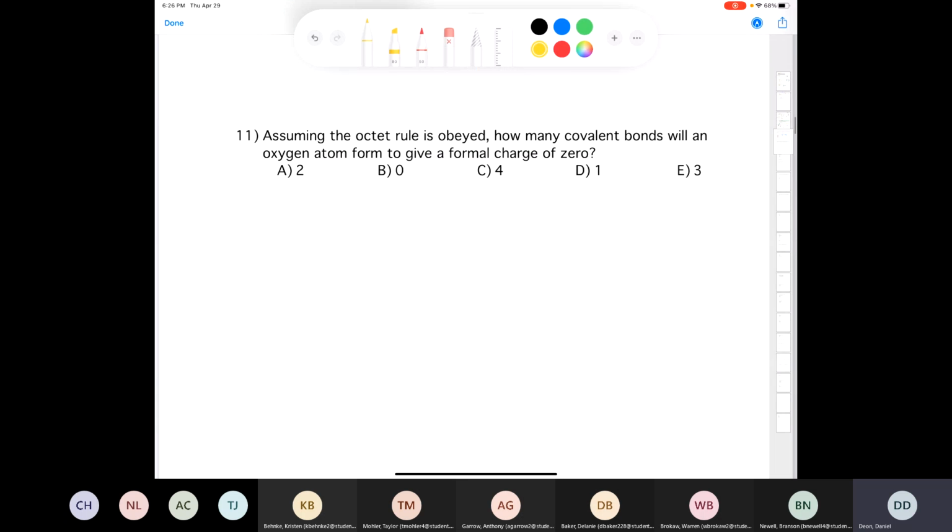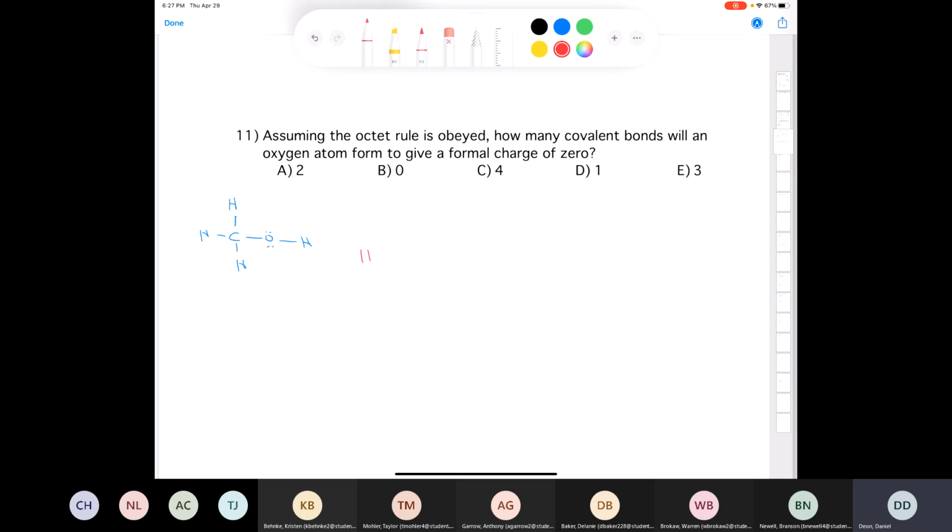All right, number 11. Assuming the octet rule is obeyed, how many covalent bonds will an oxygen atom form to give a formal charge of 0? Well, I could give you any number of examples. Let's say you have something like methanol. Methanol is wood alcohol. It can get you intoxicated, but it can also cause you to go blind. You see that there's an oxygen there that has 2 bonds and 2 lone pairs.